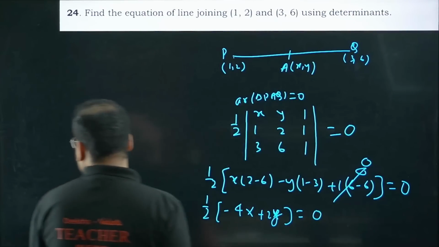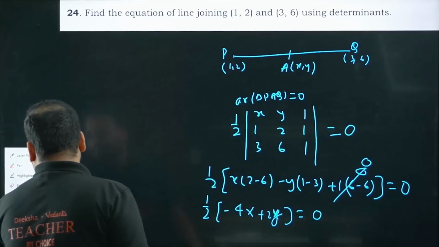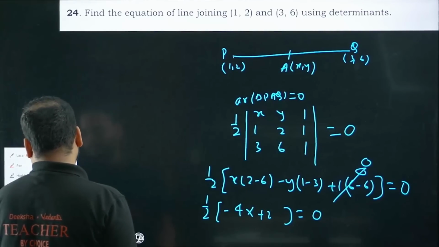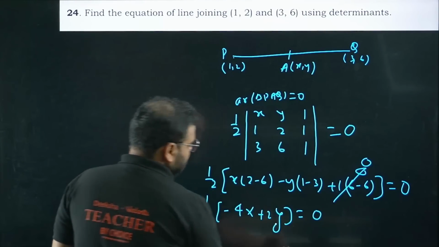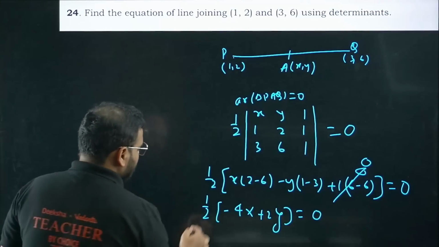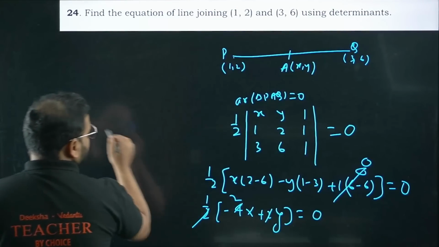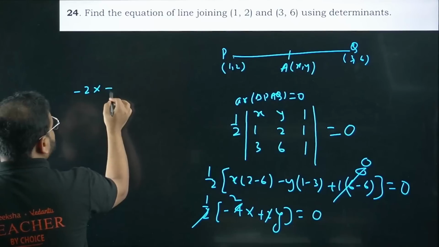Equals to 0. Is this clear? I hope this is clear. Okay, I'll write it again. 2y is there, bacha. 4x plus 2y. Now divide this. 2 times this will be again 2. This will be cancelled. I'm getting here minus 2x plus y is 0.